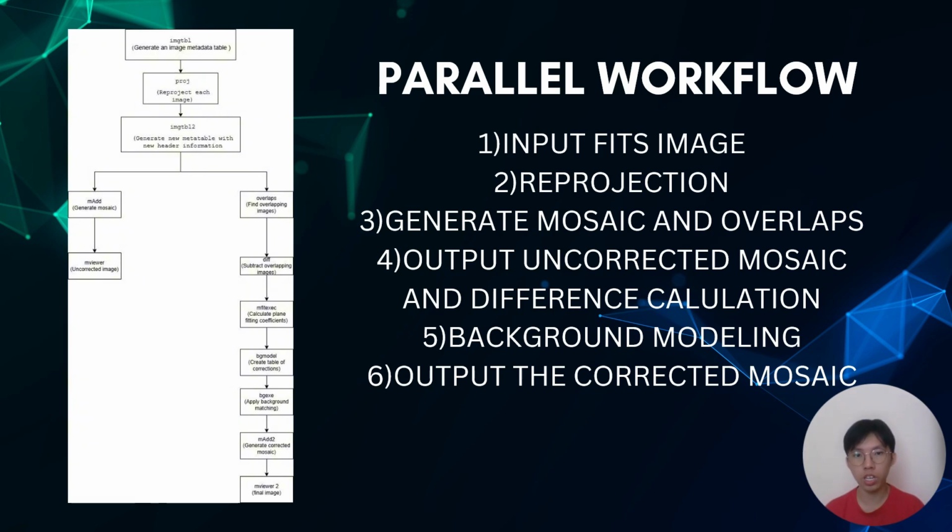The first one will generate the mosaic, on the left-hand side, as you can see, and the right-hand side will be doing the overlapping at the same time. After we generate the mosaic, it will still straight away output the uncorrected mosaic for us to look at the difference in the background. At the same time we are doing the difference calculation, so that we can continue to do our background modeling, and then straight away output the corrected mosaic. So that's all for our workflow.